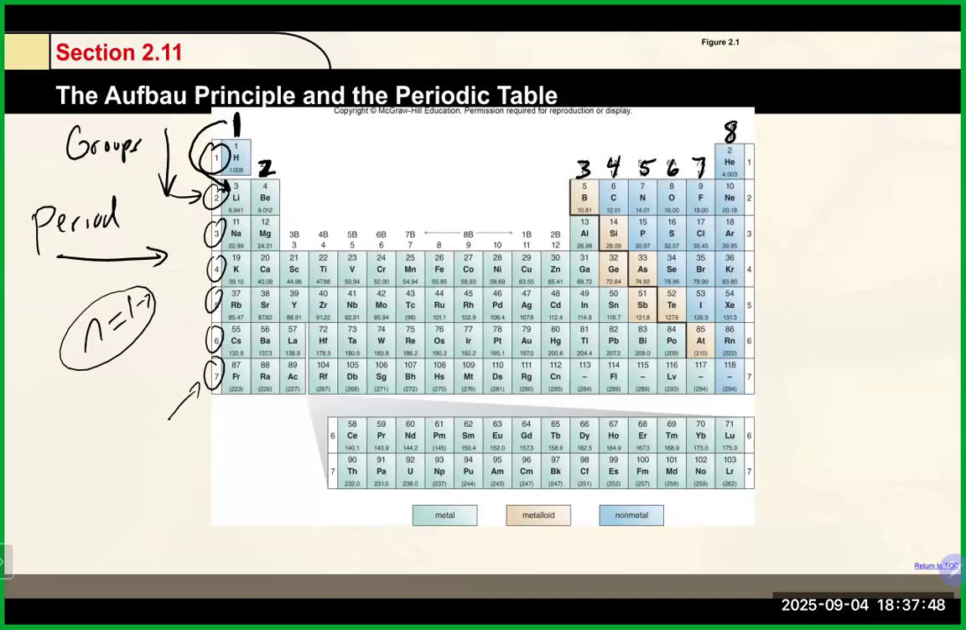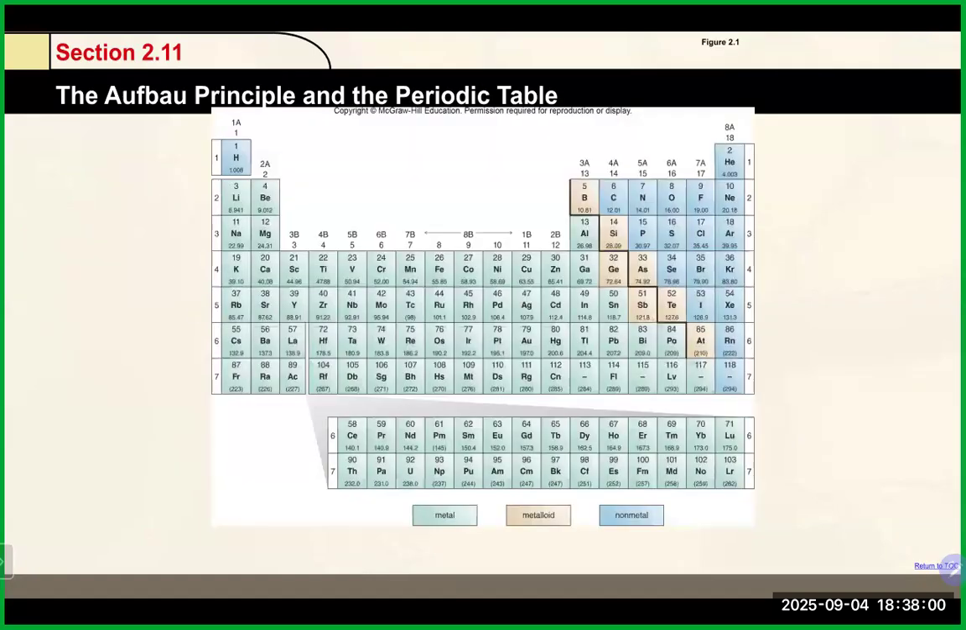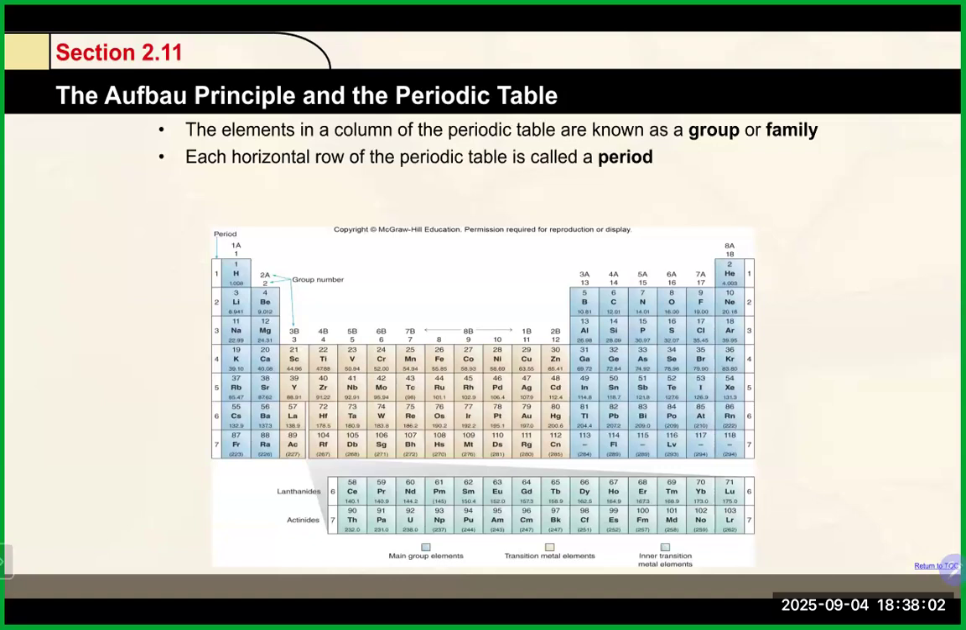Again, you could count off the electron configuration on the periodic table like we talked about. And those periods basically represent, in a sense, the energy levels as you go through there. All right, so let's talk about it here. The periodic table has our groups, it has our periods.